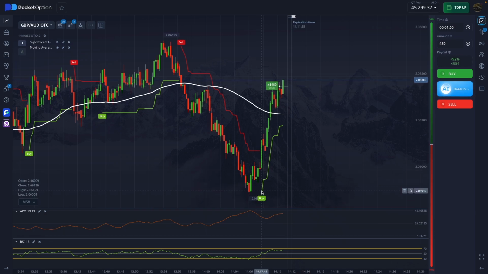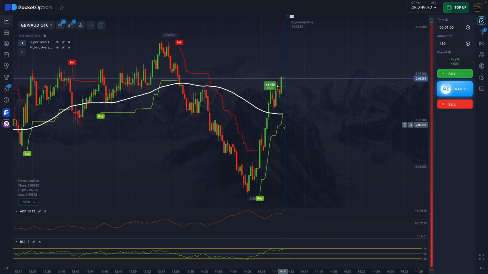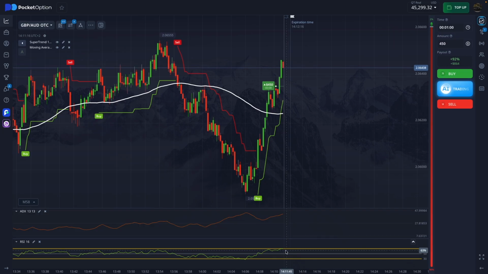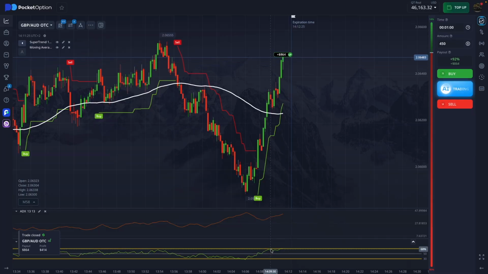Here it is, the buy signal, and the green line is still near the price. Now, for entering an up trade, I need the current price to be higher than the moving average. This condition was also met. The last condition for entering an up trade I get from the RSI indicator. In order to open an up trade, I need the current value to be between the middle line and the upper line. And this condition should also be met. And now my second up trade is also closing in profit.